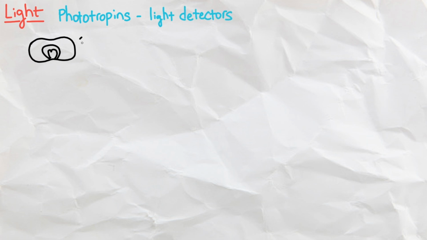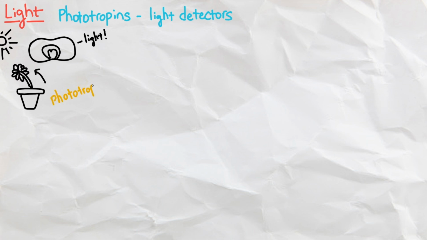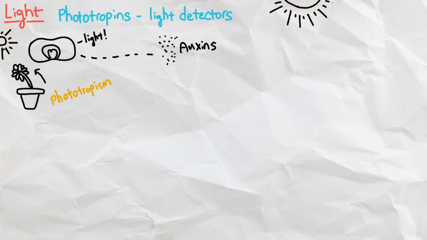Starting with phototropins, which are photoreceptors that detect light. Upon sensing a light source, the phototropins trigger a process called phototropism, which allows plants to grow towards or away from light. They achieve this by activating growth hormones called auxins, which promote cell elongation to control the direction the plant grows and bends in.